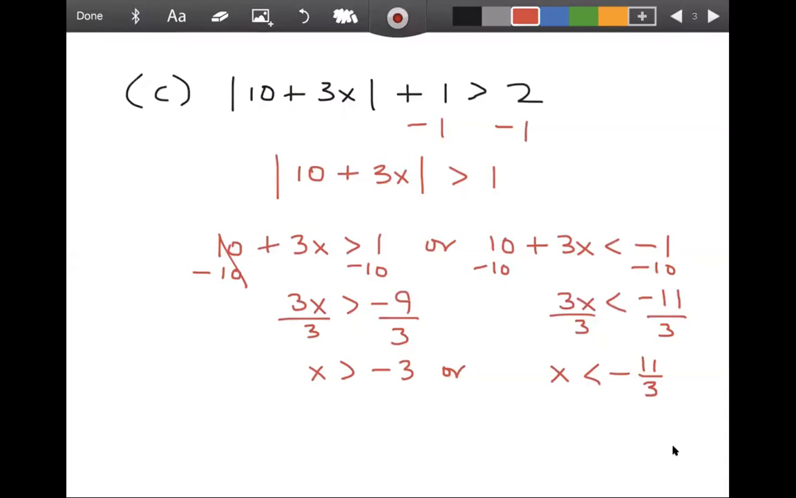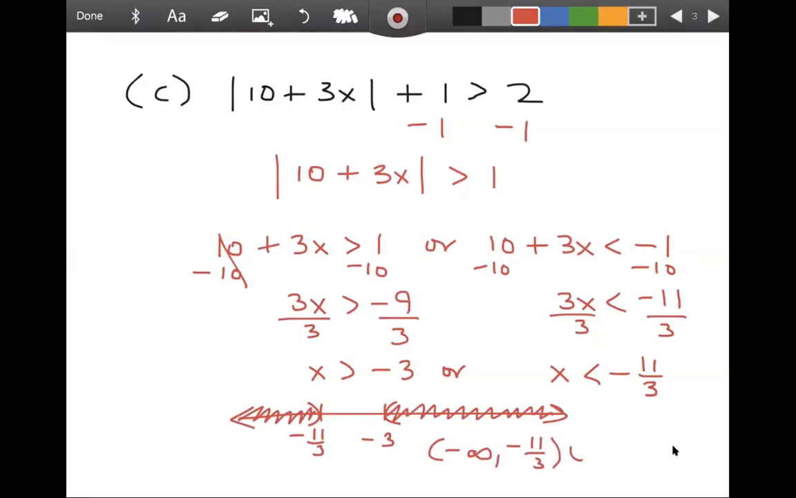-11 thirds is -3 2/3. So it is just a little bit less than -3. Here's -11 thirds. Here's -3. Once again, the endpoints are not included. So in interval notation, this would look like -∞, comma -11 thirds, union -3, comma infinity.